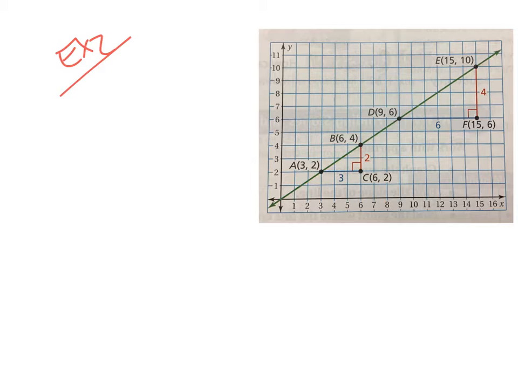So for this one, you have to find similar right triangles using the points that you see on here. If you see here, we have this triangle and this triangle. So using those two, we're going to decide whether they are similar. So we're going to compare their legs. So for the first triangle, ABC, you're going to compare the vertical leg to the horizontal leg. So that would be 2/3 for triangle ABC.